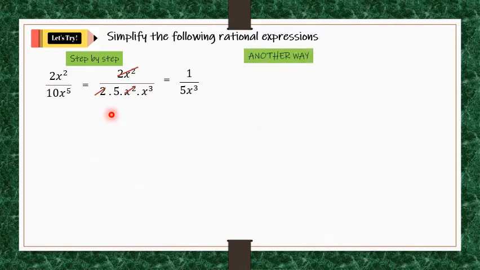I have another way here. 2x squared over 10x raised to 5. I write it again. And then let's examine the 2 and 10. The GCF of 2 and 10 is 2. Then write the answer. How do I get the 1 here? 2 divided by 2 is 1. 10 divided by 2 is 5.